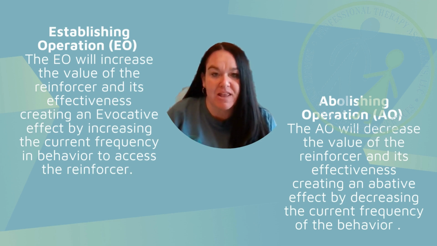A good example and way to think about this is, say that you skipped lunch. So now you're hungry. The empty stomach feeling you're feeling would increase the value of food to you, and it would increase the behaviors that you would need to gain access to the food. You could look in the pantry, you can start cooking. By being hungry, you've created an environmental variable known as an EO.